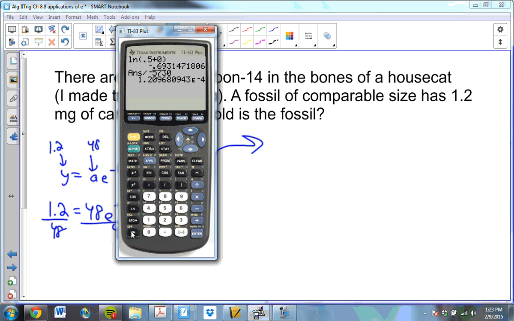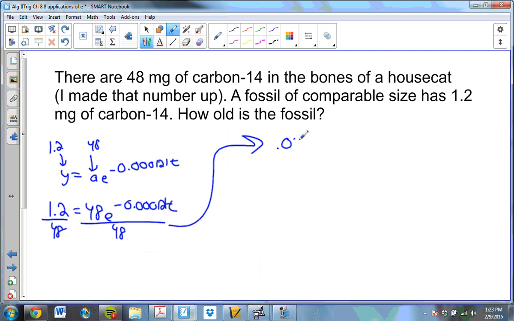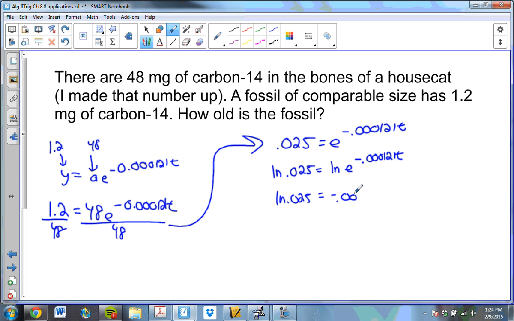Let's just make sure. 0.25, 0.025, yeah, that makes sense. 0.025 equals e to the negative 0.000121 t. I'll take a natural log of both sides. The natural log of e is just 1. So I solve for t.